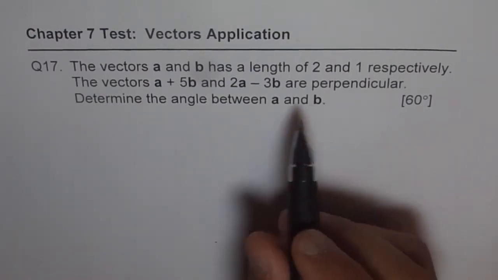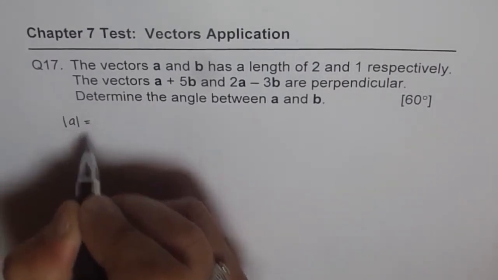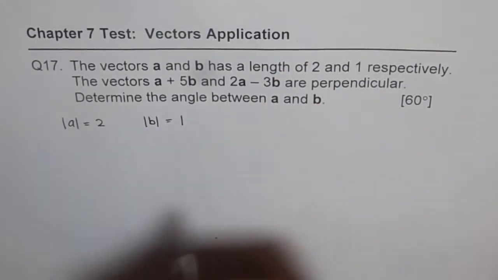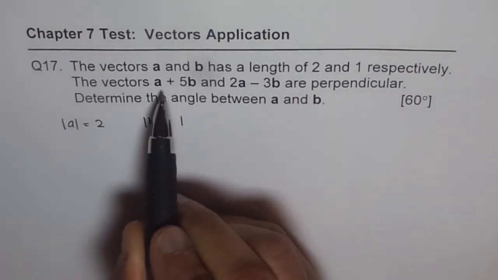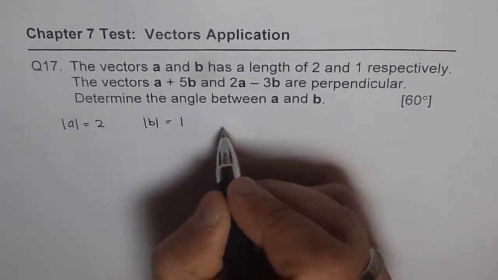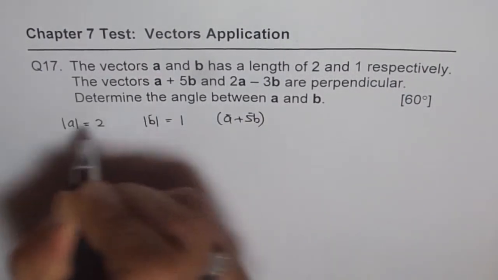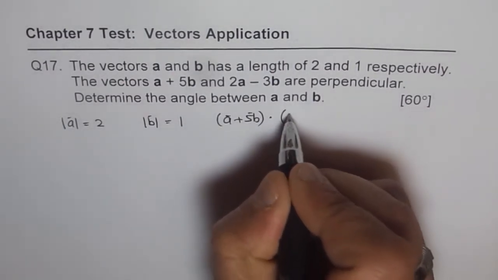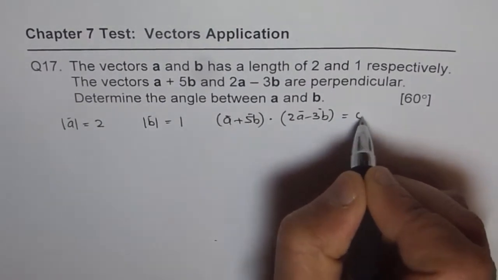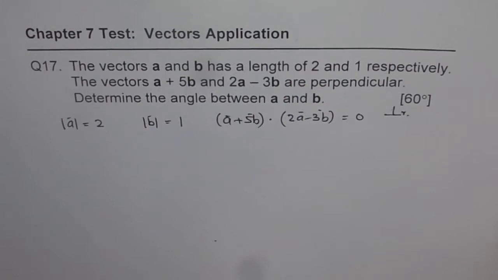So what we are given here is that the magnitude of A equals 2 and the magnitude of B equals 1. Second, we are also given that A plus 5B and 2A minus 3B are perpendicular. That means (A plus 5B) dot (2A minus 3B) should be equal to 0 since they are perpendicular. Do you understand? So that is what is given to us.